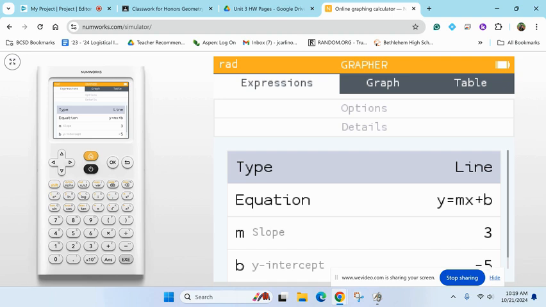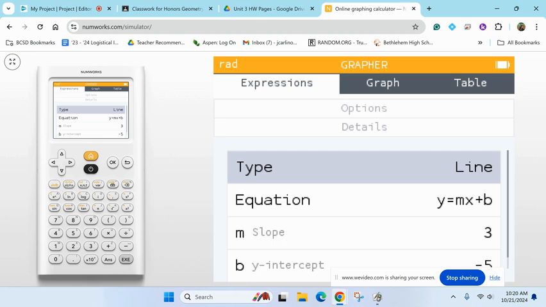Now look, there is a drawback though. I did want to show you this, but I also want to warn you there is a drawback. And the drawback is, let's say your slope is 2/3. You're not going to see 2/3 here. You're going to see the decimal version, 0.6666667. This little trick I just showed you on the calculator is great. It'll put it into y equals mx plus b form for you. But again, if it's a fraction, it will be a decimal instead. So just a heads up there.